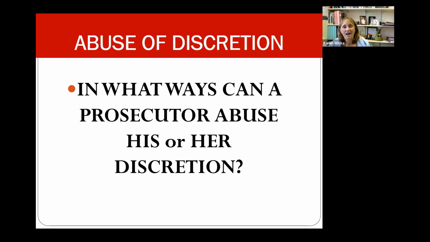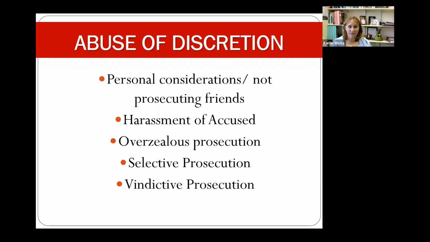Now, because they have so much discretionary power, prosecutors can abuse this discretion, and they can violate ethical rules by abusing their discretion. How can they do that? They can use personal considerations in their decision-making process. So if they really don't like somebody, they could choose to prosecute them. If it's a family member, they could choose not to. They could use it as a way to harass somebody. They could overzealously prosecute. That means charging too much, too hard without looking for what's really justice.